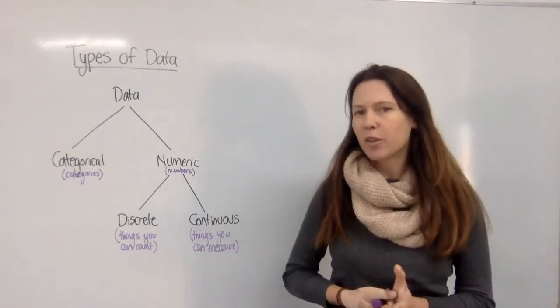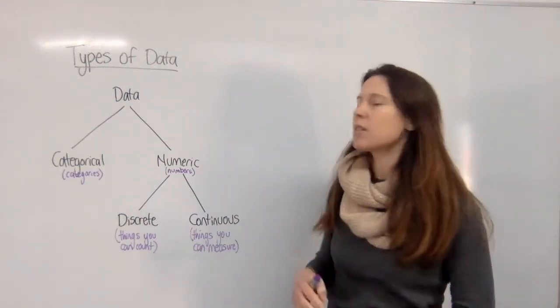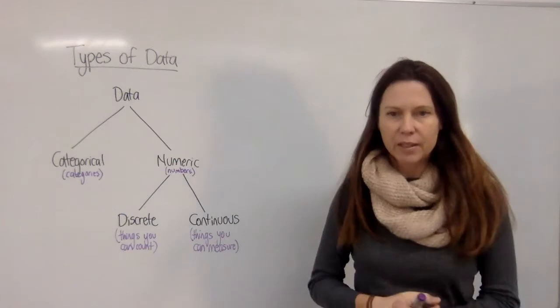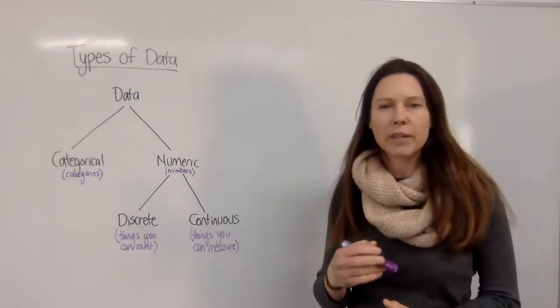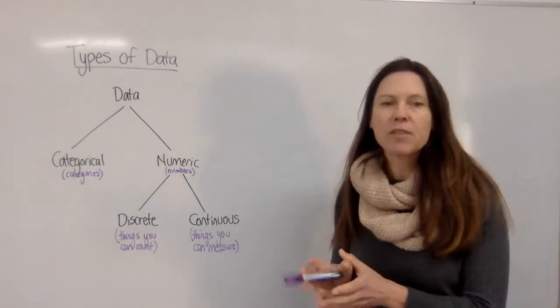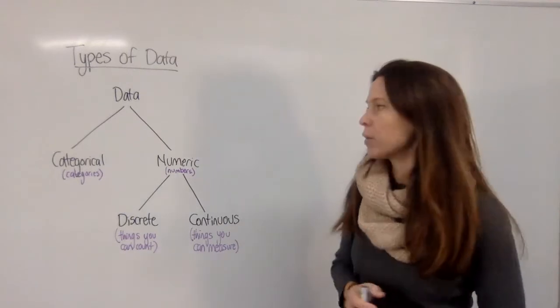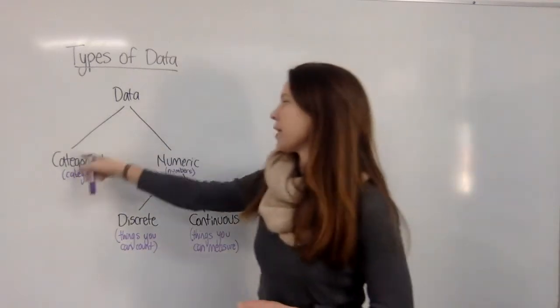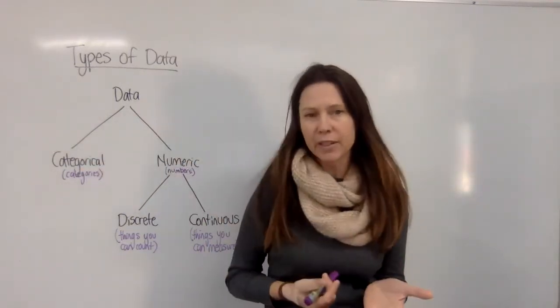Now we'll start our work on probability distributions by just revising the types of data. And that's because it'll help you understand what we're going to tackle this year in year 11 and what we're going to come across next year in year 12. Now data can all be divided into categorical or numeric data.